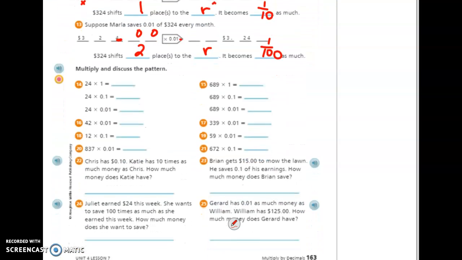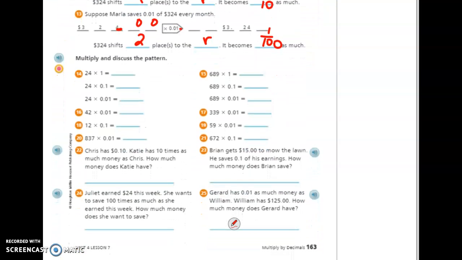All right, enough of looking at the pennies and the kids shifting. Let's just do some multiplying here. 24 times 1? 24. I want you just to watch me. Don't copy these down. 24 times 1/10? 2.4, right? 24 times 1/100 would be 0.24. Okay. Stays the same. 1 decimal, 1 shift, 2 decimals, 2 shifts.